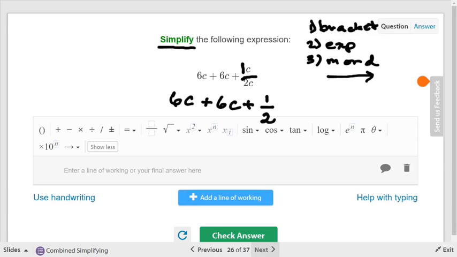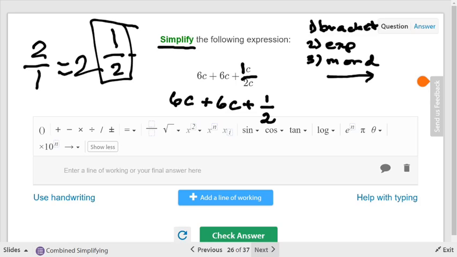Minus half? I've got no idea. It's half. 1 divided by 2 is 1/2. 2 divided by 1 is 2, but 1 divided by 2 is 1/2. Whoa, that's smart.